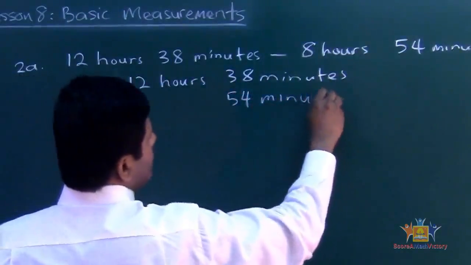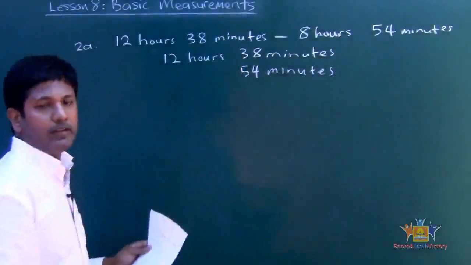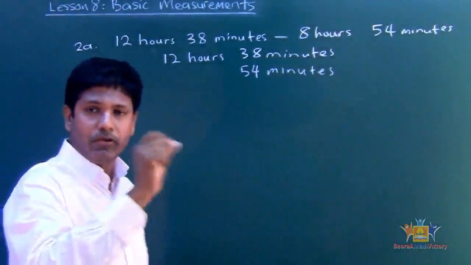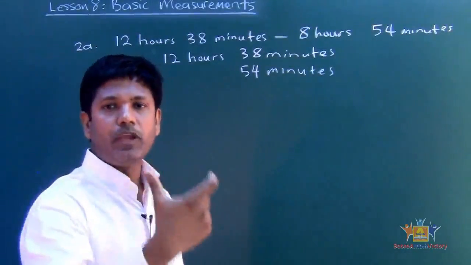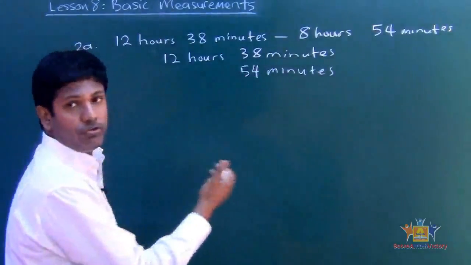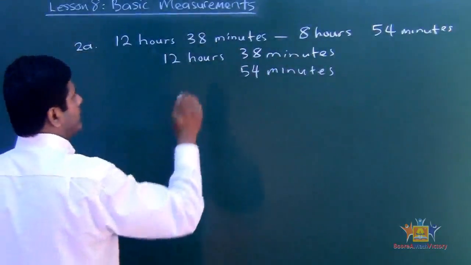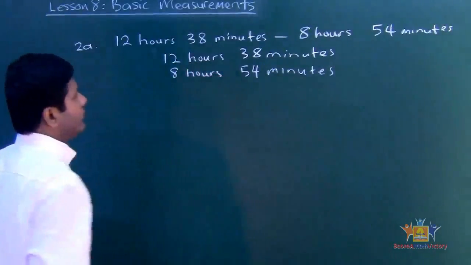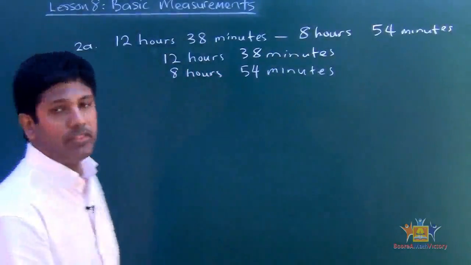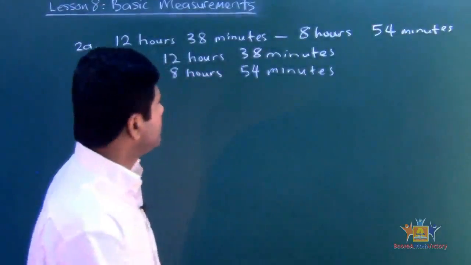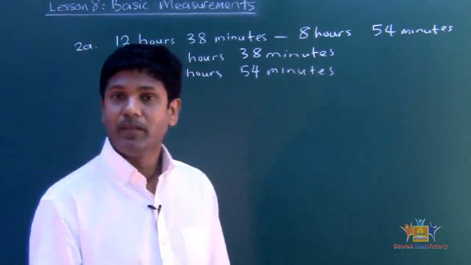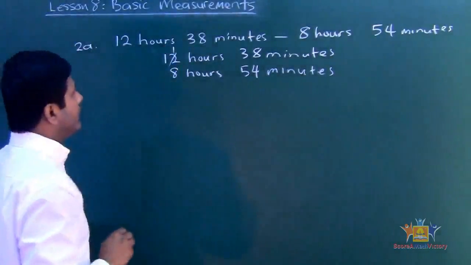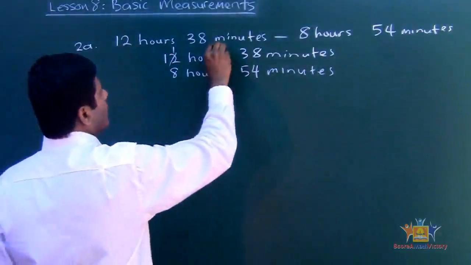See, as you write down, you should have got it. What is it? 38 minus 54. You cannot. See that? So when you write it, concentrate on what you're writing. This way, you will catch it as you write it. So in this case, I know I cannot subtract them. That means I have to borrow from 12. So I have to take 1 hour and add it to the 38 minutes in order for me to be able to subtract 54 minutes. I'm going to borrow 1 from 12, which is 1 from 2. 2 becomes 1.